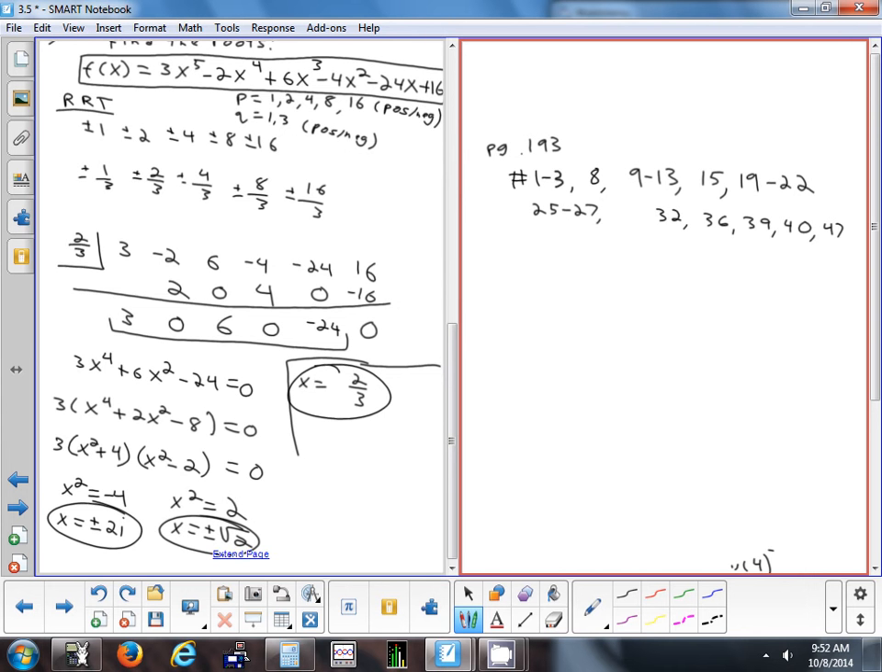Okay, so the homework for tonight is on 193. And it's 1 through 3, 8, 9 through 13, 15, 19 to 22, 25 to 27, 32, 36, 39, 40, and 47. Okay, so we'll go over that tomorrow, and then we'll have our test as well.